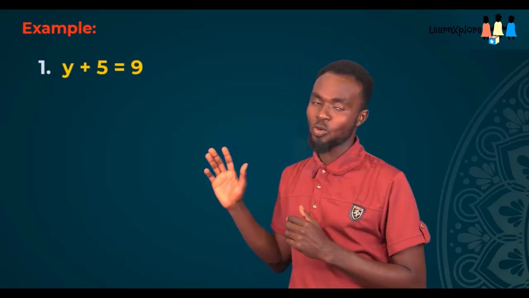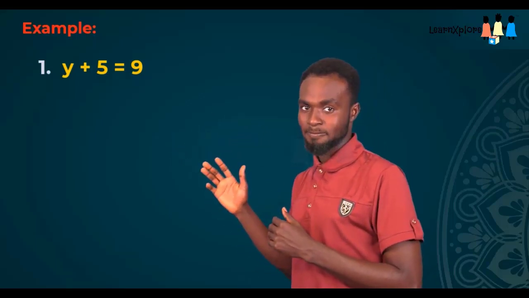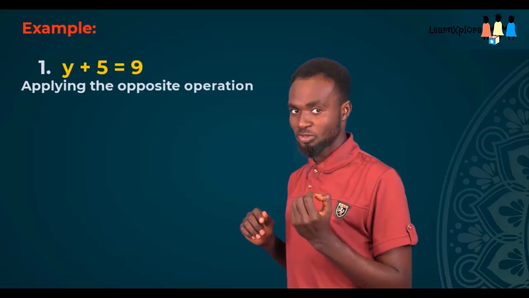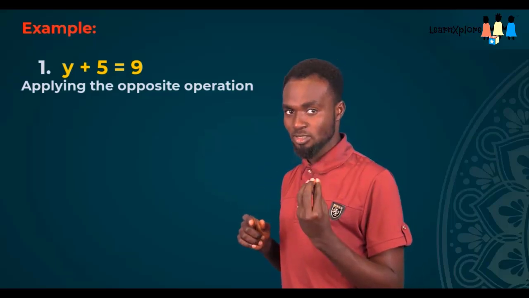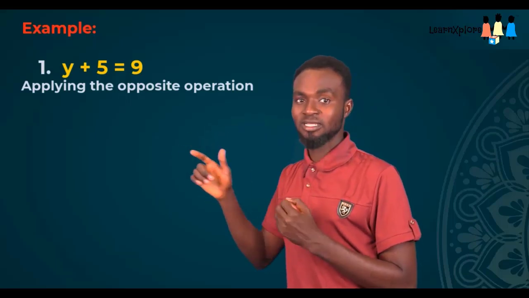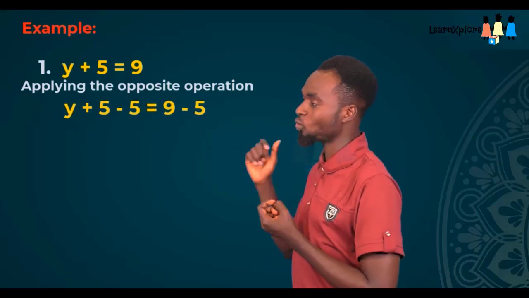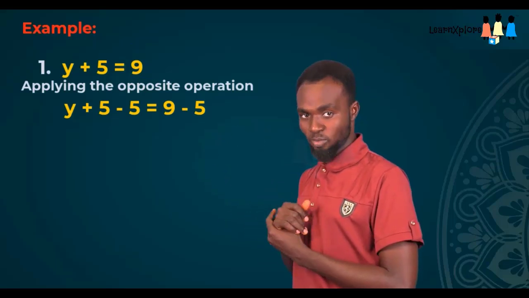Okay, number 1. Y plus 5 is equal to 9. In this question, we're asking what will you add to 5 that will give you 9. Now we said one method is to use the opposite operation. The opposite operation of plus is minus. So when you subtract 5 from both sides, 5 will be eliminated from the left hand side of the equation. Now, take note also that whatever you do to one side of the equation, you should do to the other side. So we are subtracting 5 from both sides.